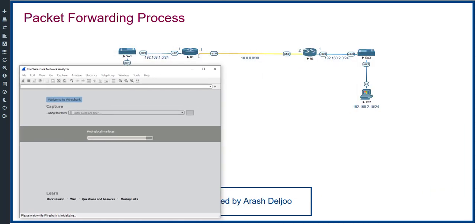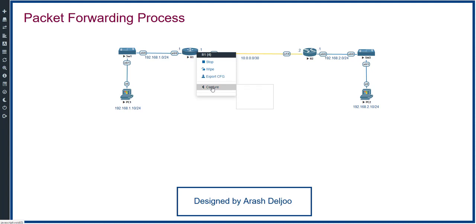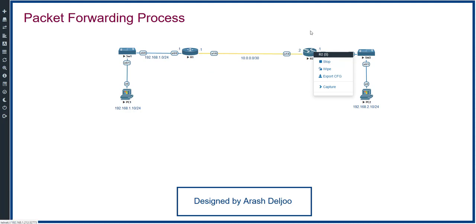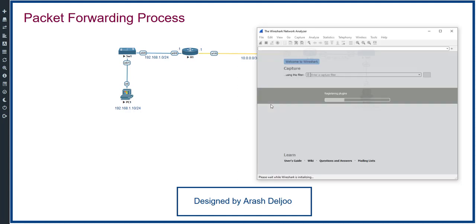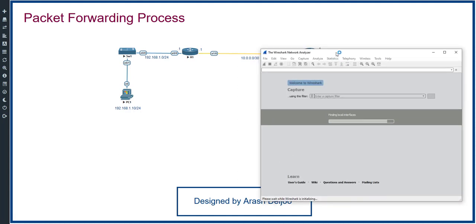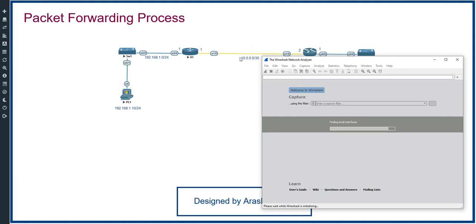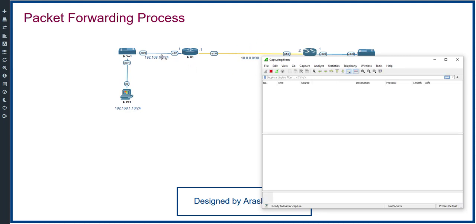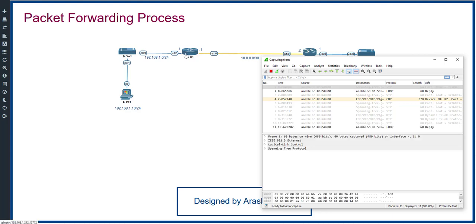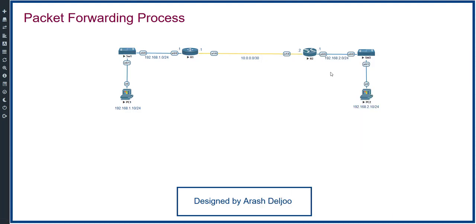Then let me capture also the serial 1/0 here. As you can see, we cannot capture this link. It is not important, but let me capture, for example, the Eth0/0 of router 2. Maybe in some versions of the emulator, such as GNS3 or some other emulators, you can capture here. Okay, it's not important. We are only capturing the link between PC1 and R1 and the link between PC2 and R2.